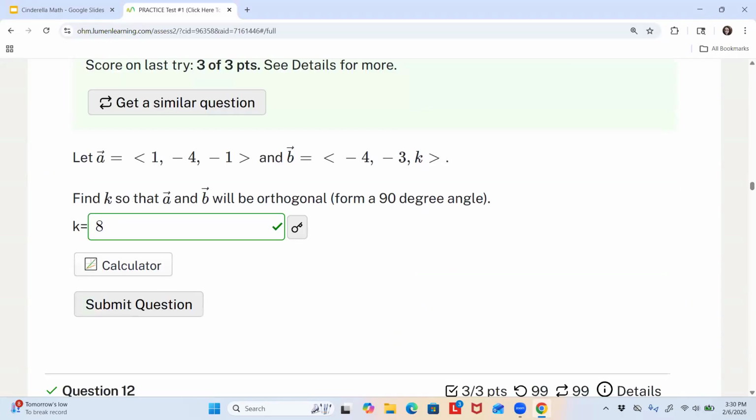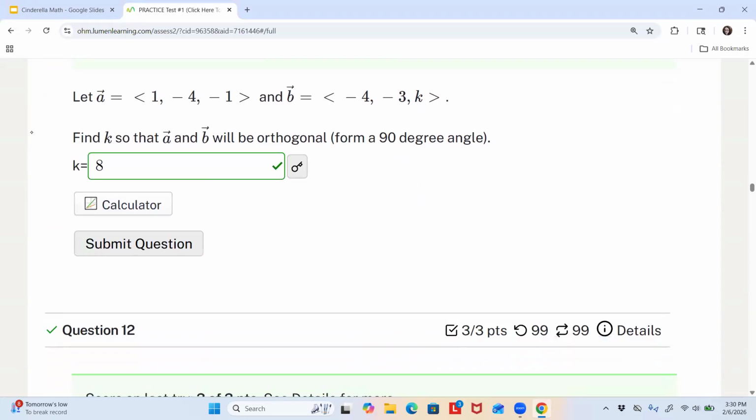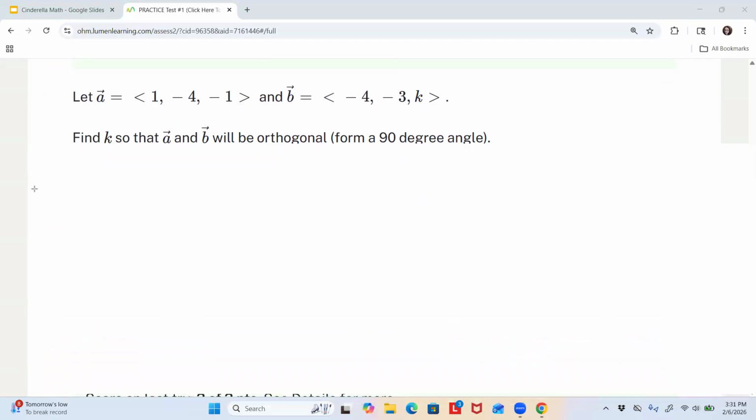All right, number 11. Find k so that these two vectors will be orthogonal. Orthogonal is a fancy word for perpendicular. So you can see that note there. They form a 90-degree angle, hence perpendicular. All right. So we just need to know this rule. It's not really a formula, but a rule. If the dot product is 0, then A and B are orthogonal.